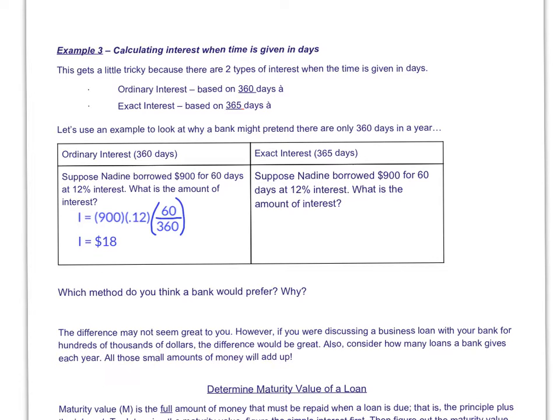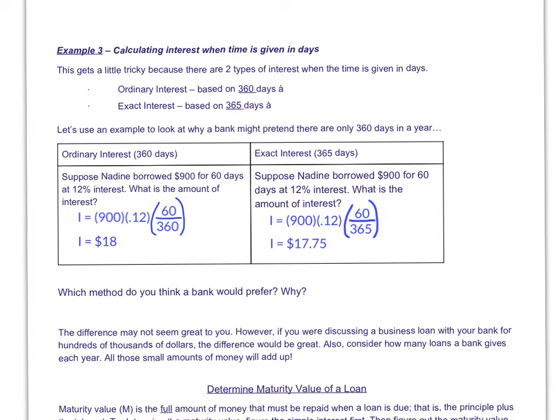Now let's talk about exact interest. So I'm going to take all this information because everything else is the same. She borrowed $900, 60 days, 12% interest. What is the amount if there's 365 days? So this same equation, we're going to change the denominator here to 365. So when we do that and we get that all in our calculator, we end up with a long decimal, so we're just going to round it to the nearest penny since we're talking about money. So it's $17.75.